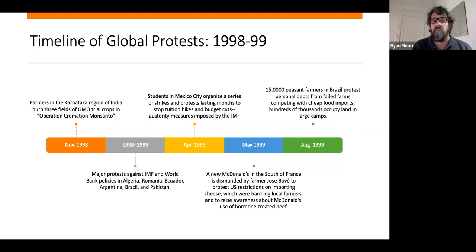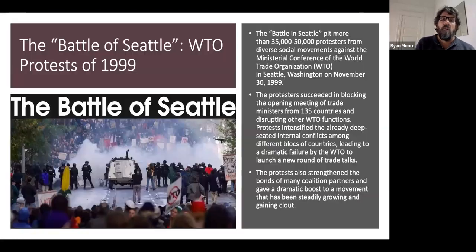We also see the protests against the IMF and the World Bank policies beginning to spread here. So many examples of ways in which, instead of the end of history, we're beginning to see the beginning of a new resurgence of resistance of people who are most impacted by these global economic forces. And that will lead up to what occurs in the streets of Seattle, Washington, in late 1999, where you have some 35 to 50,000 protesters from a range of different social movements that converge on the meetings of the World Trade Organization to protest.